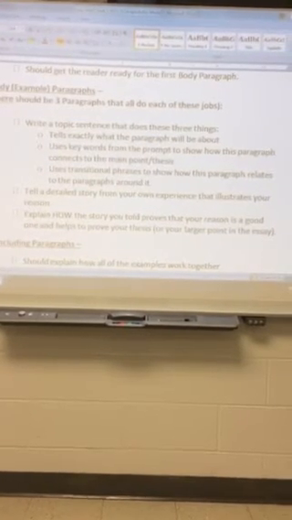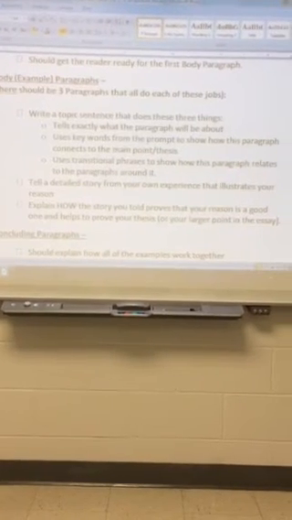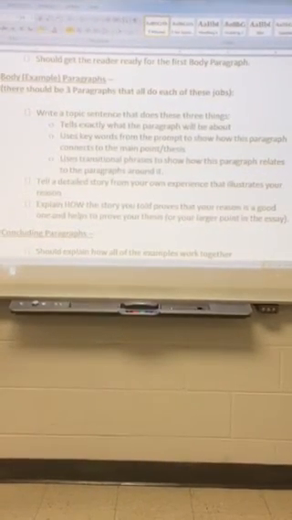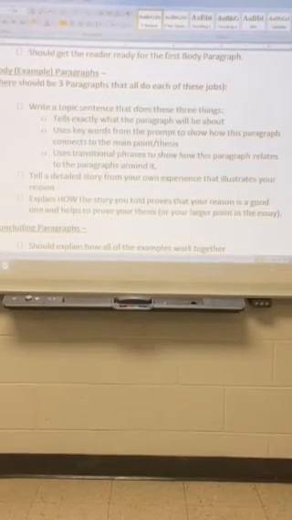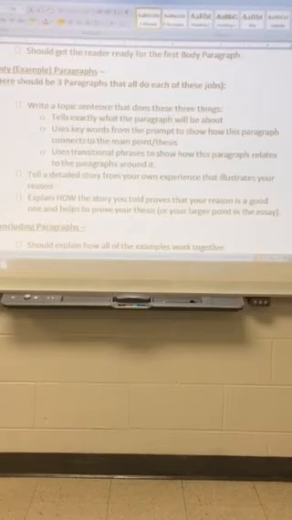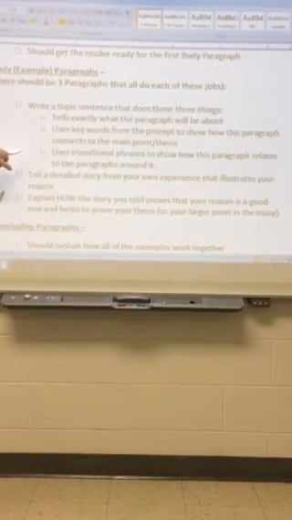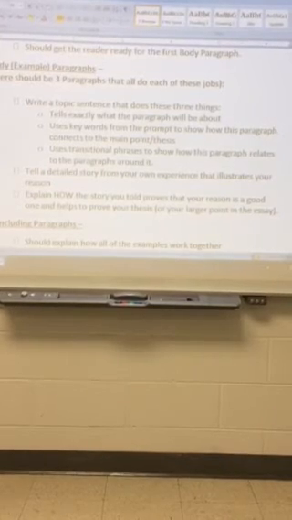Let's talk about body paragraphs. Write a topic sentence that does these 3 things. Now, this doesn't mean it has to be a long sentence. A transitional phrase can be 1 word, like first. A key word from the topic can just be decide, right? And then you just tell us exactly what it'll be about, okay?